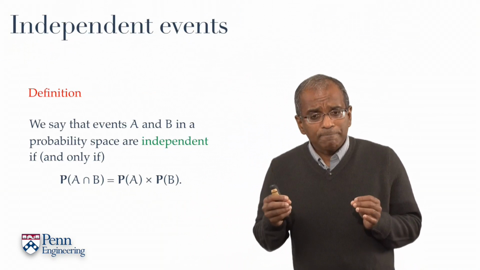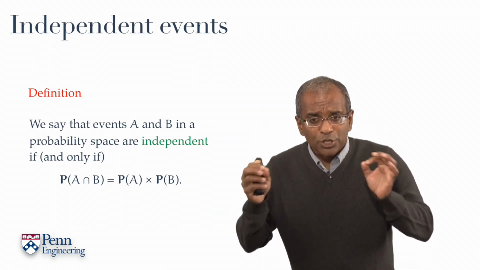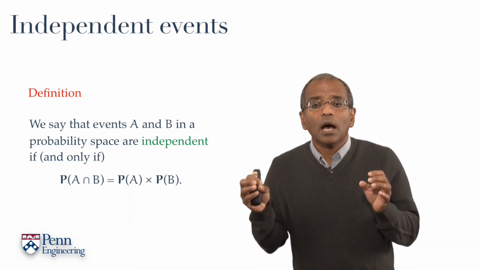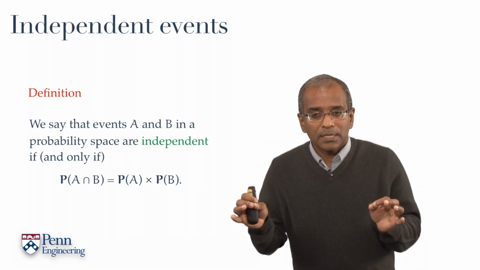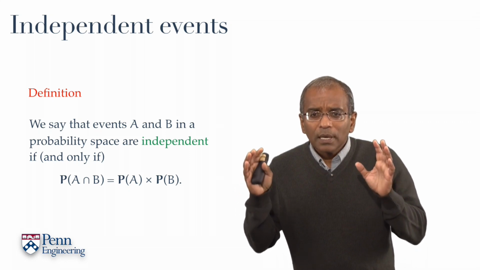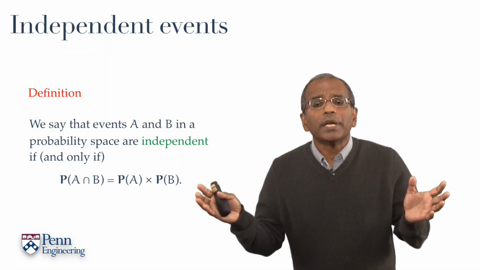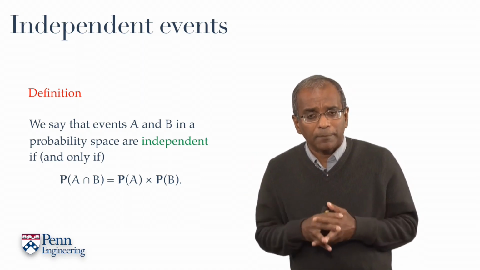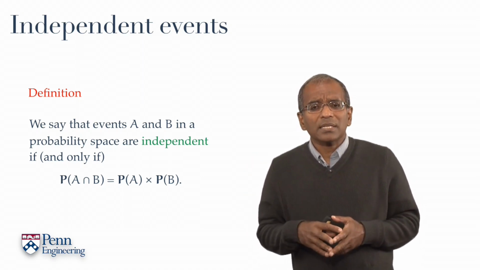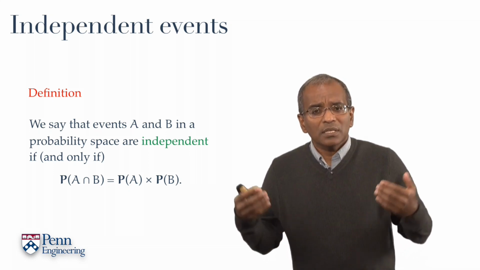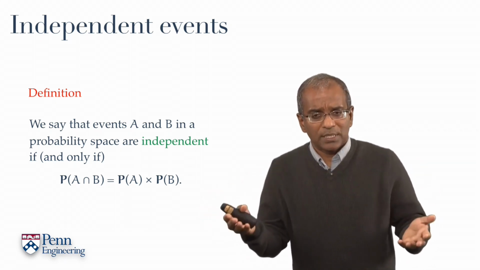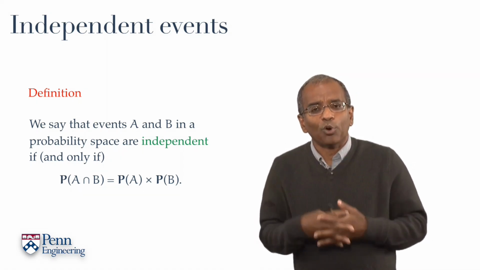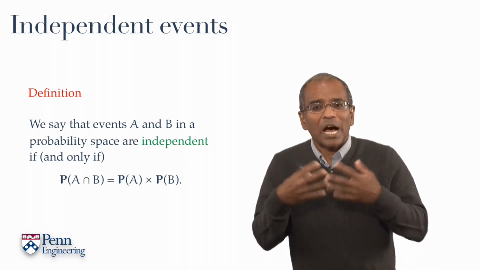We will say, as a matter of definition, that two events A and B in a probability space are independent if the probability of A intersection B is equal to the probability of A times the probability of B. You should bear in mind that definitions are always two ways, right? But we'll usually dispense with the "and only if" portion of the definition. It is implied. It's part of the definition.